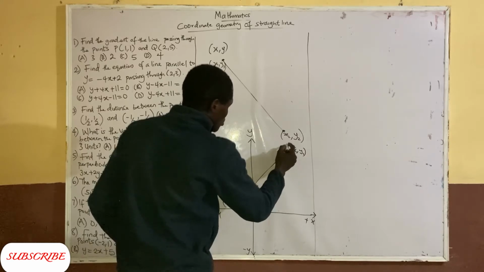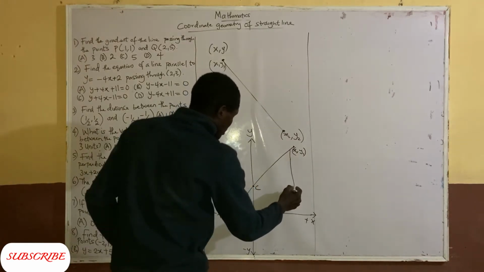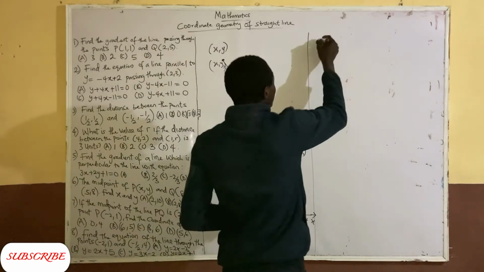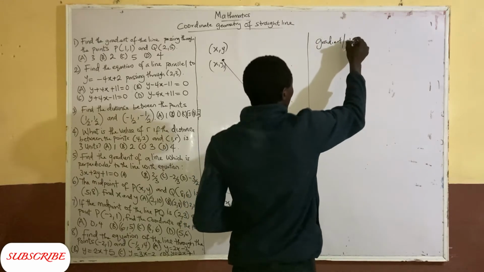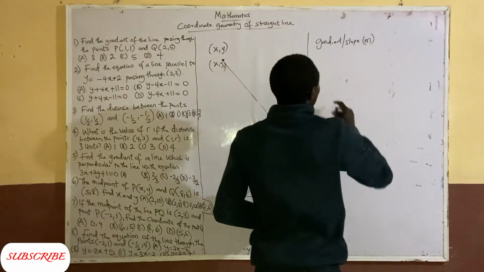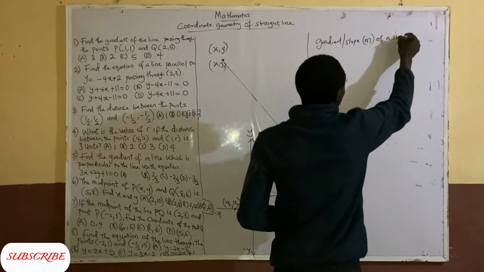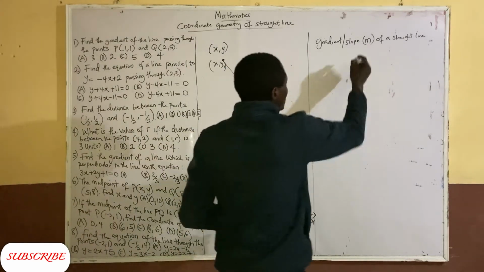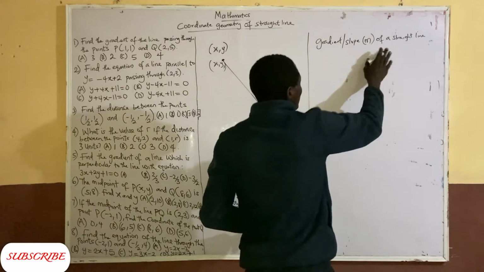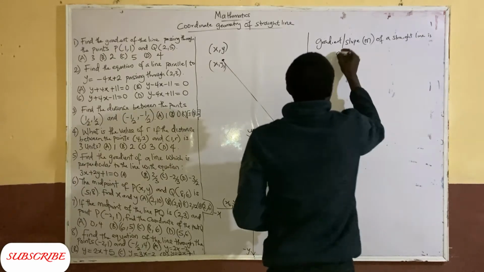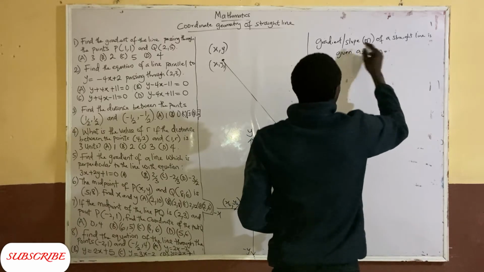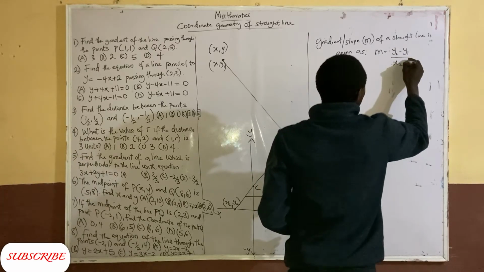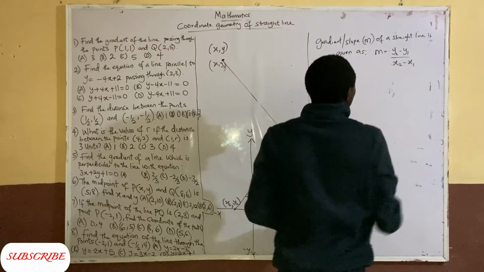And the gradient of the straight line, which is also known as the slope M. The gradient or slope of a straight line is given as M equal to y2 minus y1 over x2 minus x1. So it is the change in y over the change in x.